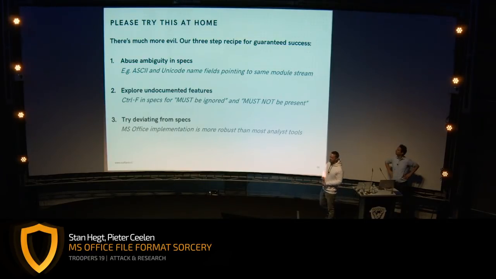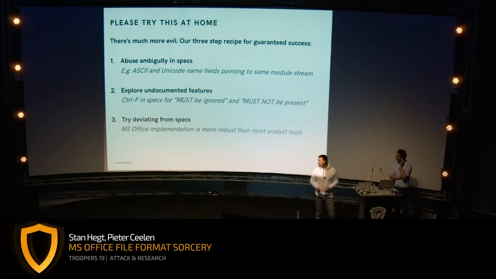Another guarantee for success is to explore undocumented features. If you just open up the 109 pages specification and do Control F, start searching for "must be ignored" and "must not be present." Because clearly they aren't ignored by Microsoft Office, and they are almost always present if you just save a file from Microsoft Office. Really interesting.